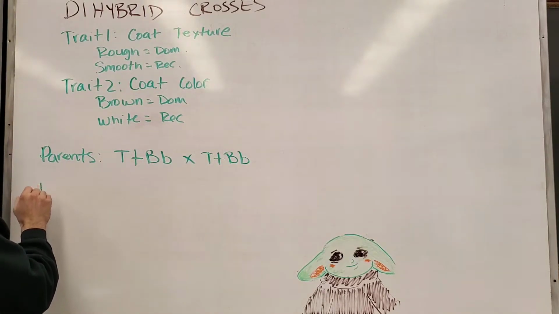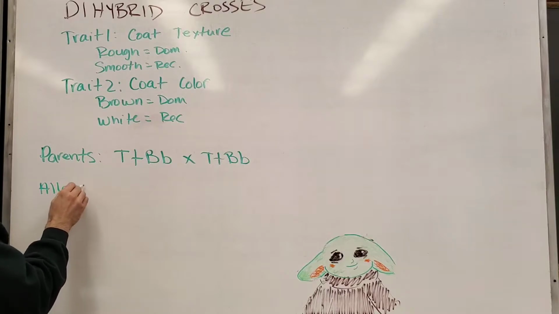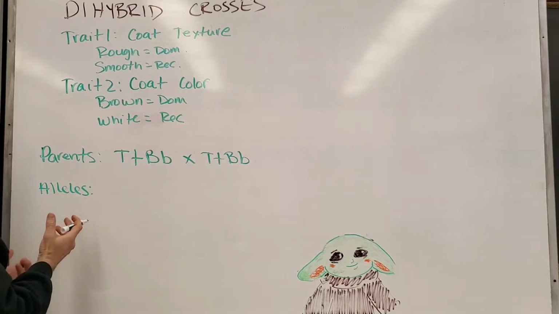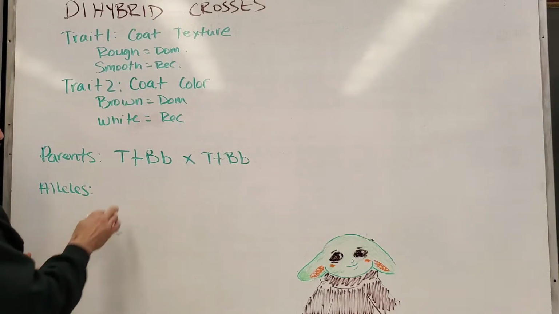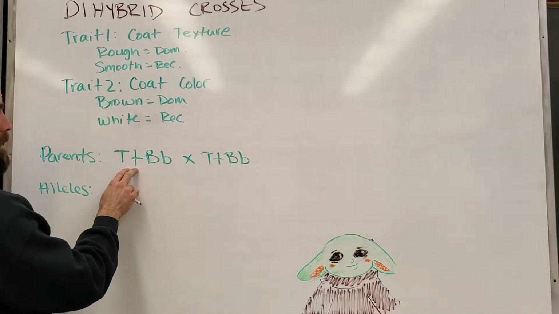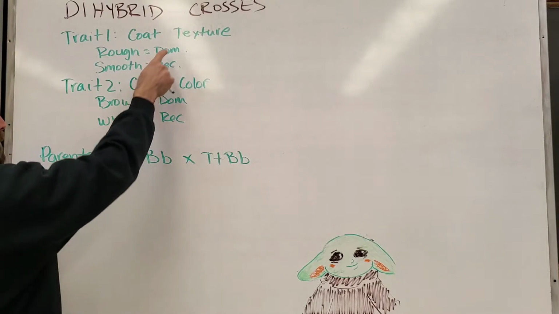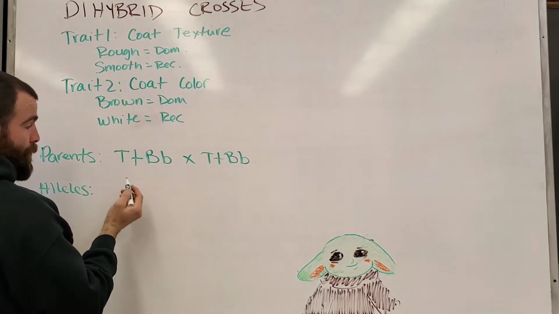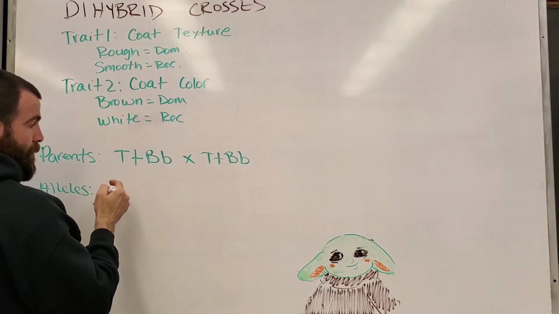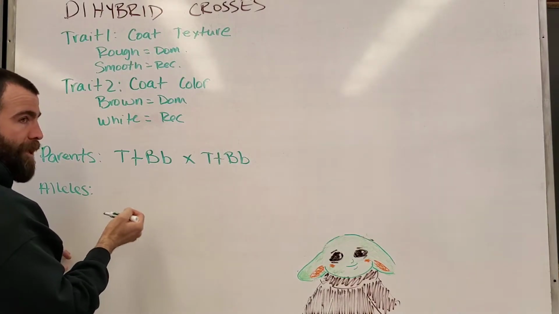In order to figure out allele combinations, it's not as simple as just taking a T or taking a B. We need to figure out what are the possible combinations that this parent can give, in terms of what allele of coat texture will pair with what allele of coat color. So in order to do that, we're going to FOIL. By FOIL, I mean first, outer, inner, last.